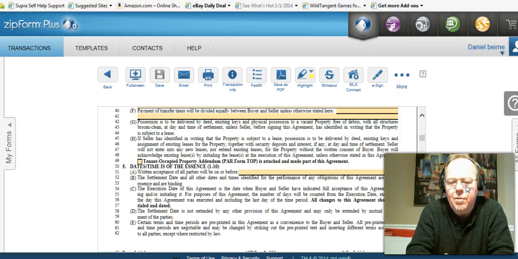Another rule of thumb you want to follow with these contracts is, if someone signs something or initials something, they get a copy of it. If they don't get a copy of it, you could be creating problems.